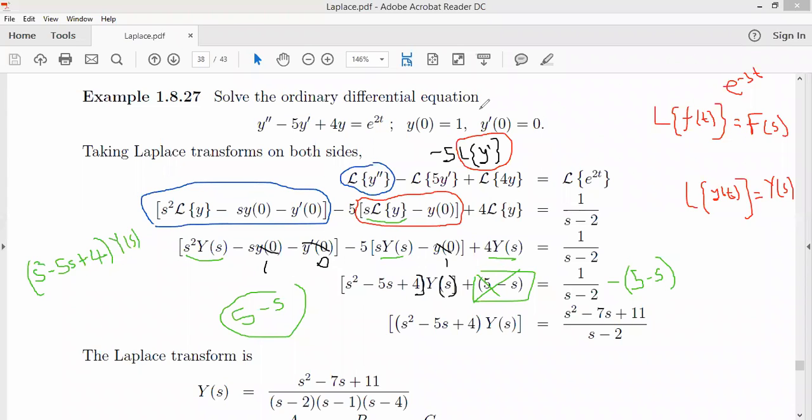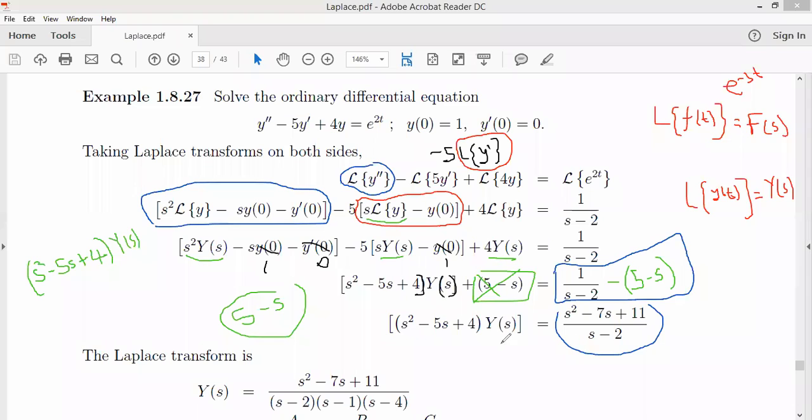If you simplify the term in blue, I hope we are together, that is 1 over s minus 2. This term here does not have ys, so we've taken it to the right-hand side. That is the minus 5 minus s. It will give you this whole thing here. Okay? It gives you this one here.